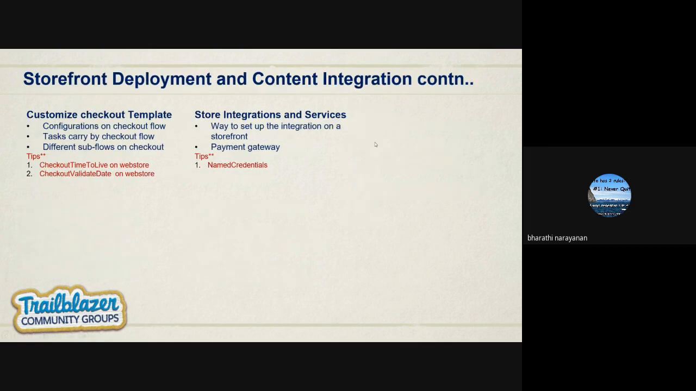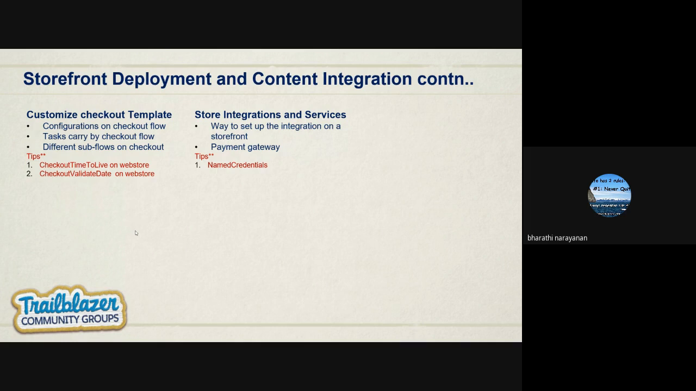This is also a continuation of the storefront deployment and content integration. First, customizing the checkout template. After we have set up our products, we are going to show our products in the storefront, at the storefront UI level. As the administrator, those products are then going to checkout for ordering. So in the checkout, at the administrator level, you have to know the considerations. What are the basic things to set up in the checkout flows?